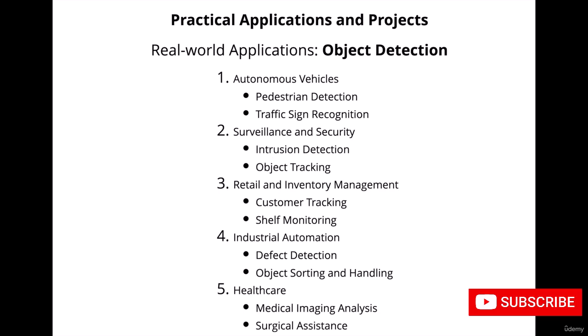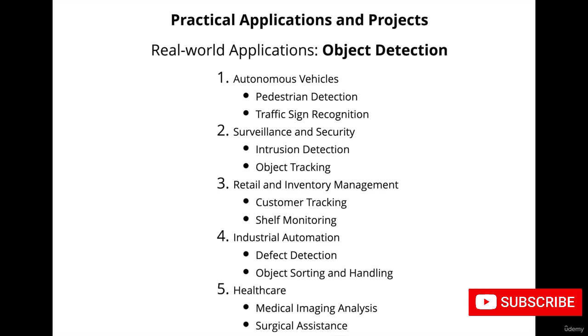Traffic sign recognition. Object detection systems recognize and interpret traffic signs, signals, and road markings to provide situational awareness to autonomous vehicles. This includes detecting stop signs, traffic lights, speed limit signs, and lane markings, allowing vehicles to adhere to traffic regulations and navigate safely.